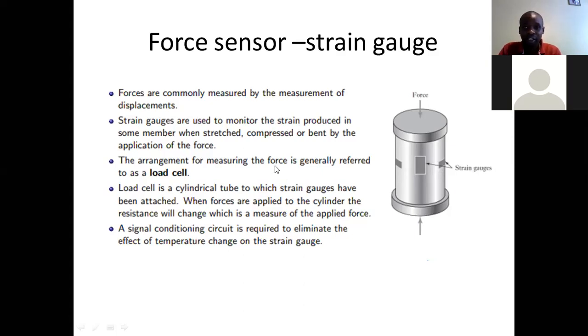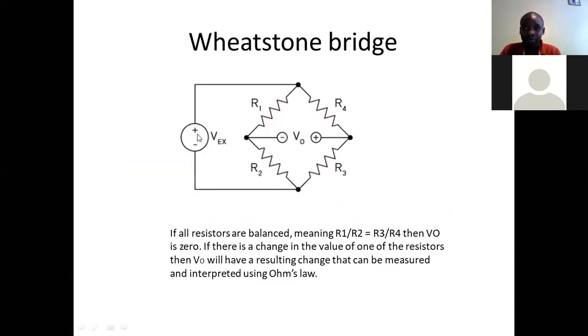So the arrangement for measuring the force is generally referred to as the load cell. The load cell is a cylindrical tube to which strain gauges have been attached. When force is applied to the cylinder, the resistance will change, which is a measure of the applied force. So here, a change in the resistance will be proportional to the applied force. So this is now the electrical working of that bit.